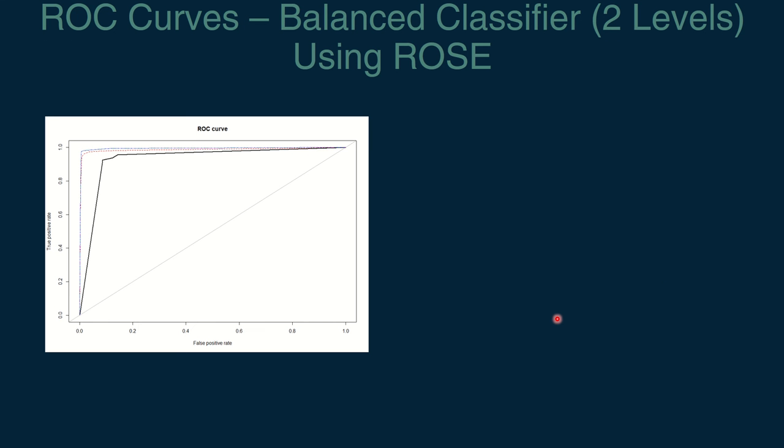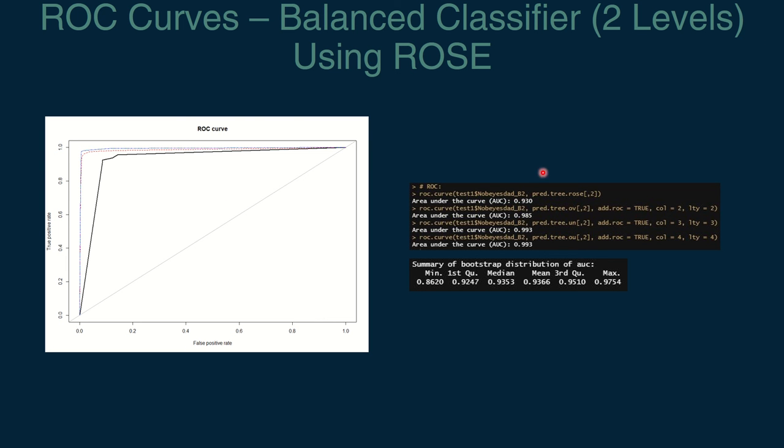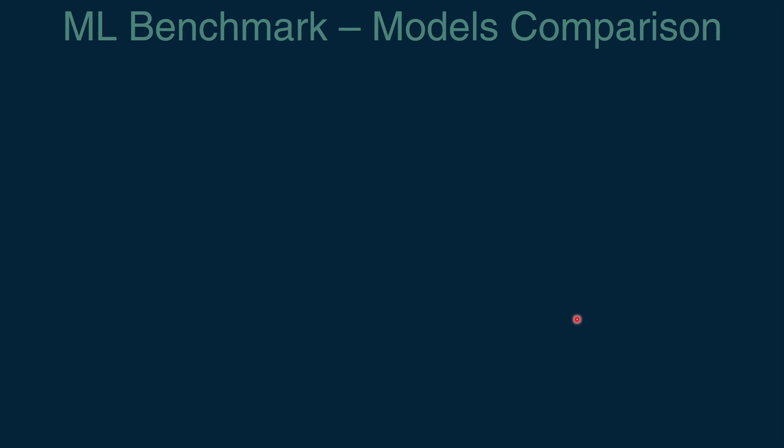And moving on, this is the ROC curve for the balanced classifier with 2 levels. I like the ROSE package better than SMOTE, because ROSE allows me to benchmark which balancing option for my classifier is the best one. So I really love this. I would recommend you guys take a look at that later.